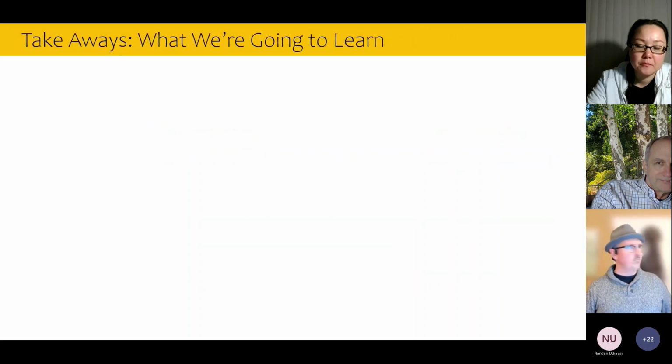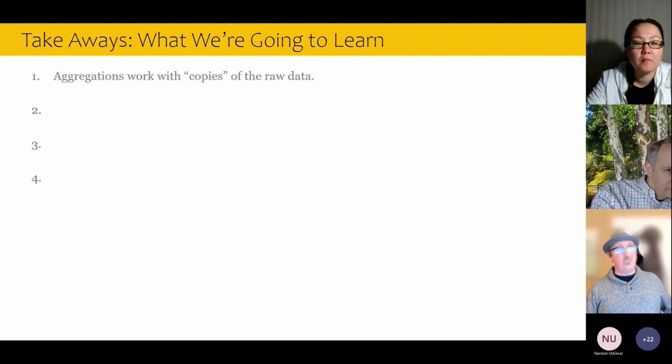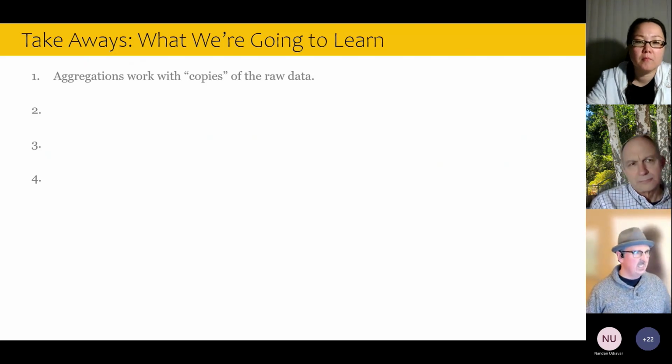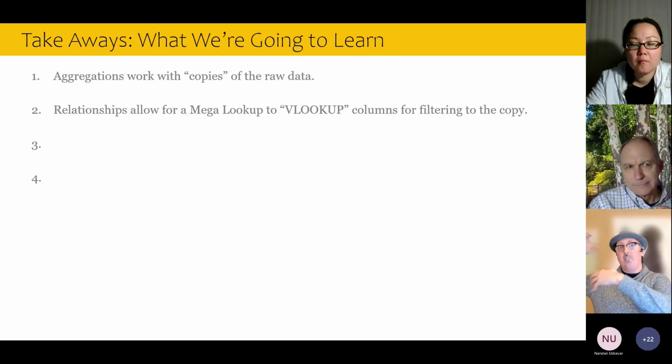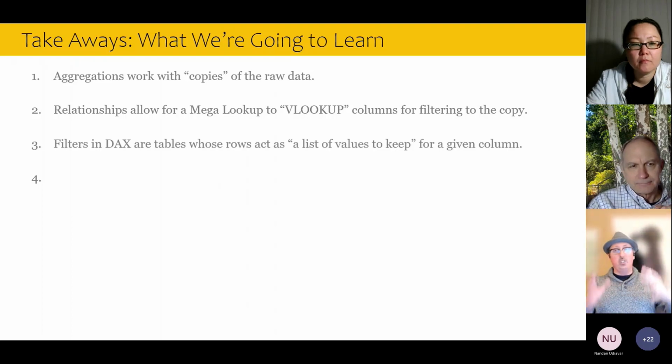Maybe. Think so. Okay, so what are we going to learn today? I'm going to show you some stuff on this slide that's going to make zero sense right now because we're at the beginning of the presentation, not the end of it. So here's those four things that don't make any sense right now. The first thing you're going to learn is that aggregations work with copies of the raw data. Second thing you're going to learn is that relationships allow for a mega lookup to VLOOKUP columns, which is going to allow for the filtering of that copy. Third thing you're going to learn is filters in DAX are tables whose rows act as a list of values to keep for a given column.